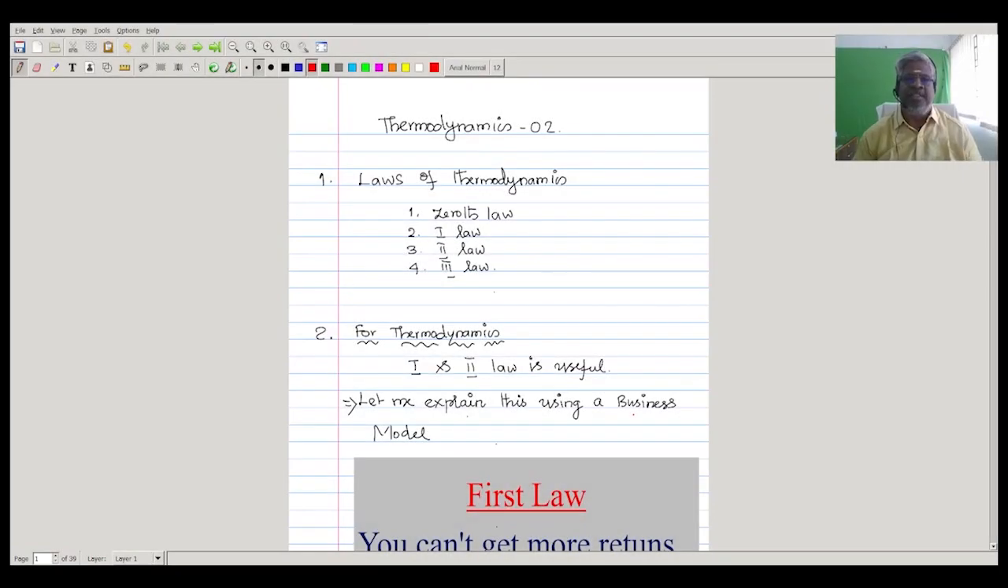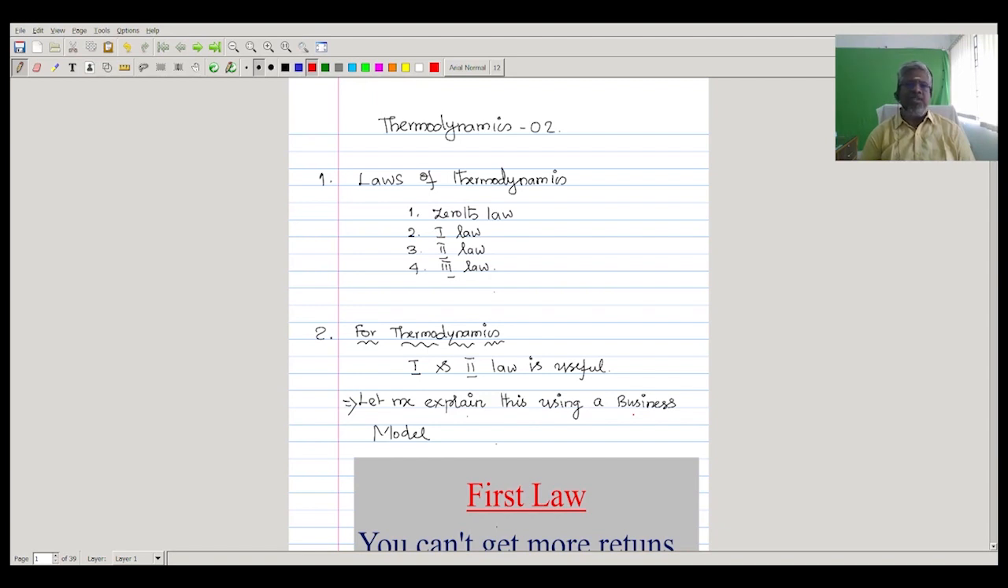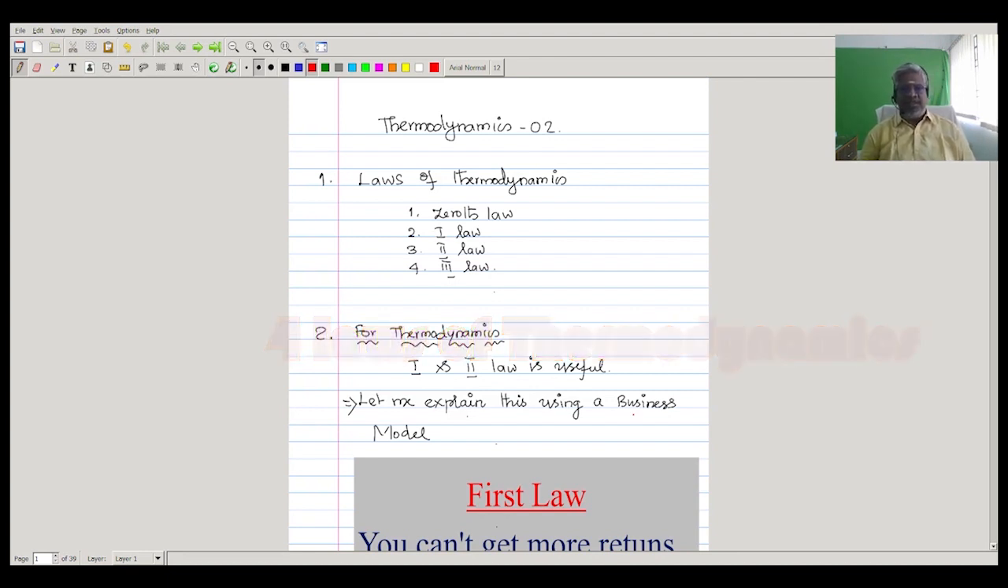Dear students, in that last lecture, we had discussed the scope and the importance of thermodynamics. In this second lecture of thermodynamics, we will continue from where we left off in the first one. At the end, I was giving some important introduction about the laws of thermodynamics: that there are four different laws. One is the zeroth law, first law, second law, and third law of thermodynamics.